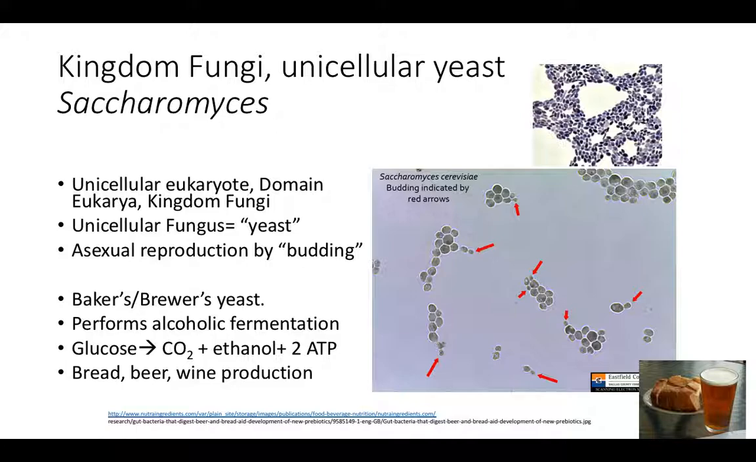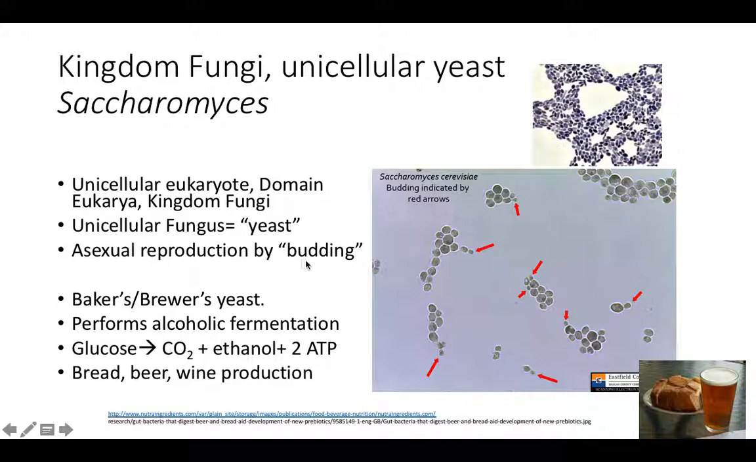We'll next move to kingdom fungi. In kingdom fungi, we have unicellular fungi, the yeast, and then we have multicellular filamentous fungi called molds or fleshy fungi. So we're first going to take a look at the unicellular yeast called Saccharomyces. So again, for classification on the lab exam, you guys, it's a eukaryote, unicellular, domain Eukarya, kingdom fungi. Because it's a unicellular fungus, we call it a yeast. And what's really cool with yeast is they can reproduce asexually by a process called budding.